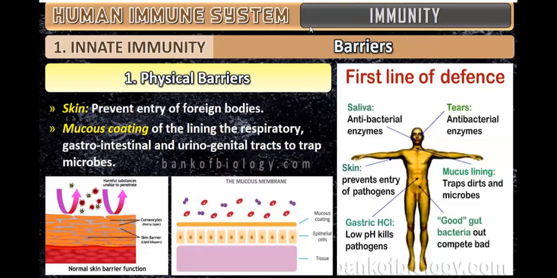Now, what is a physical barrier? Physical barrier is the skin, which prevents entry of foreign bodies. Then there is the mucous coating of the lining of the respiratory, gastrointestinal and urogenital tracts to trap microbes. This is a normal skin barrier function. Pathogens are coming, but harmful substances are unable to penetrate; they cannot cross this skin. So this is the physical barrier.